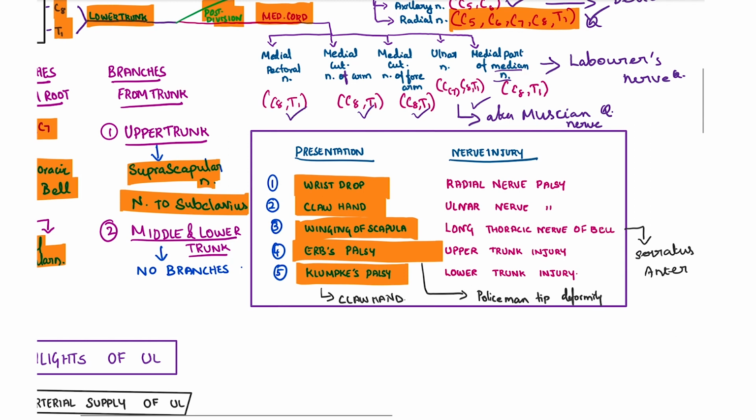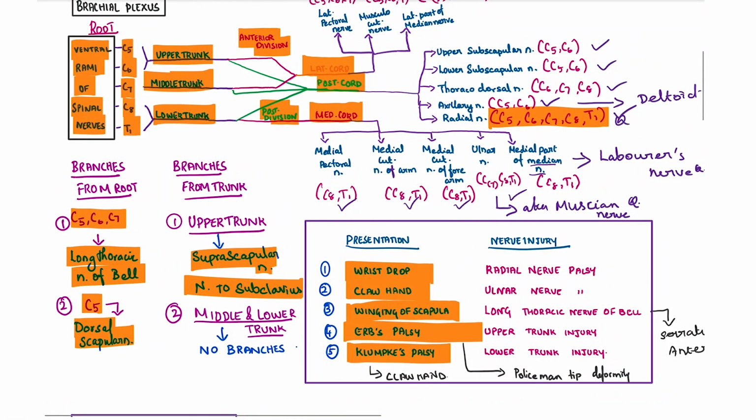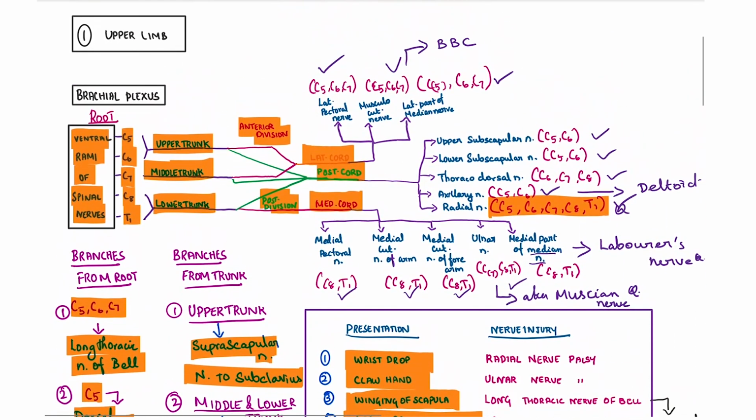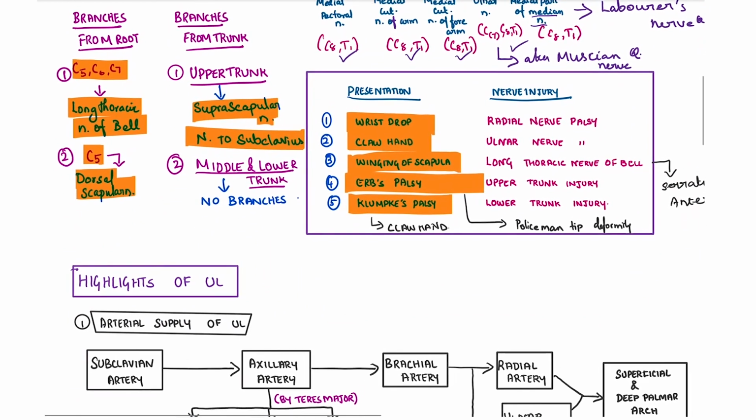So this is all about the brachial plexus, and you will find a lot of MCQs here. The root value is also important, and the branches from the root: the long thoracic nerve as well as the dorsal scapular nerve; the branches from the trunk: the suprascapular nerve and the nerve to subclavius; and the branches of each cord. Every root value is important, but the most important one is the root value of the radial nerve. The axillary nerve supplies your deltoid muscle, while the musculocutaneous nerve supplies your BBC muscle. So this is all about your brachial plexus, and we go for the next chapter.